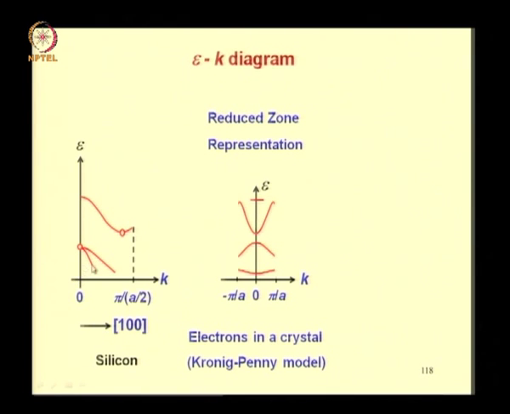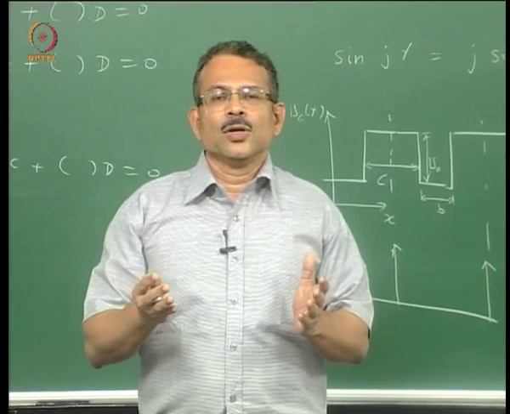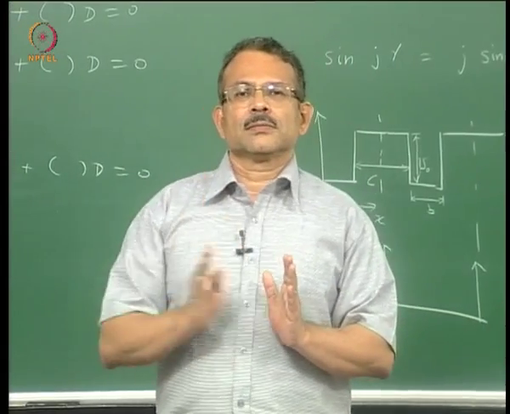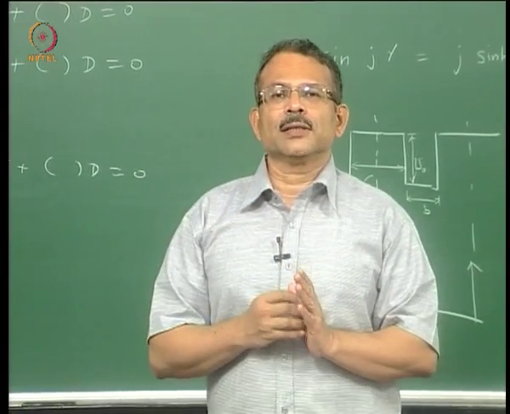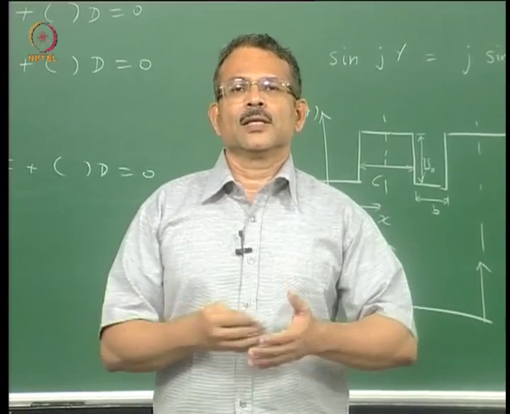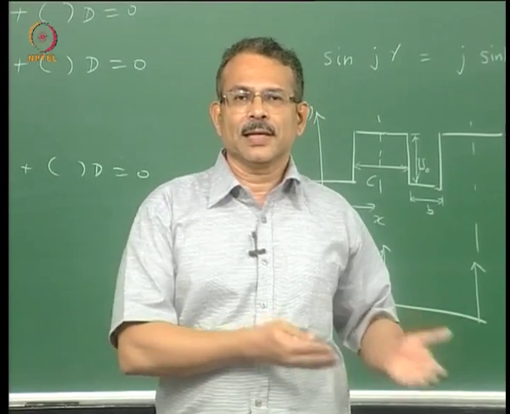Now this is the Ek diagram that you will come across in books for silicon. First let us explain the various aspects of this diagram. This 1 0 0 within brackets shows a certain orientation of the crystal. Silicon is a 3-dimensional crystal, so there can be many directions which you can consider, and you can consider the Ek diagram in various directions. It is not a one-dimensional situation like what we have analyzed so far.